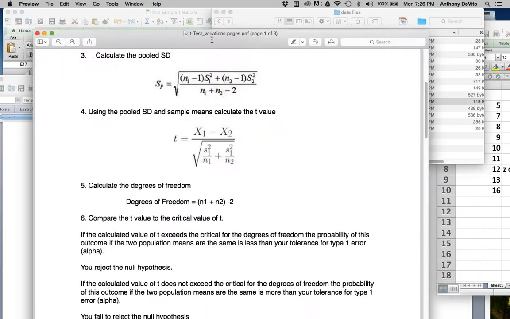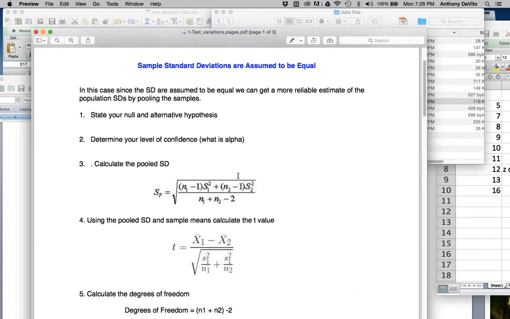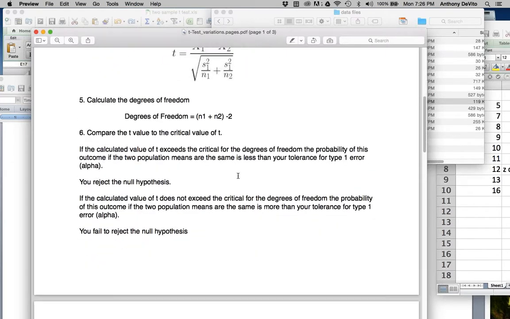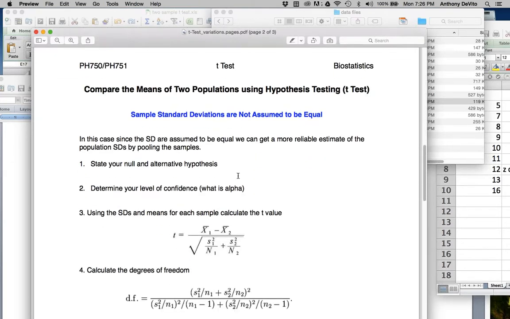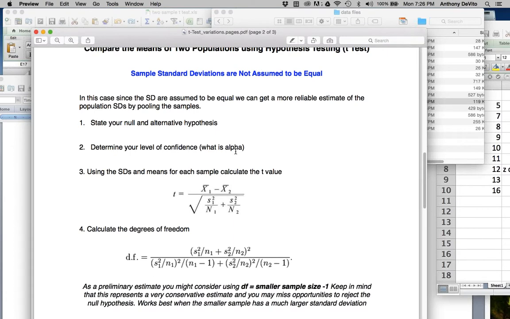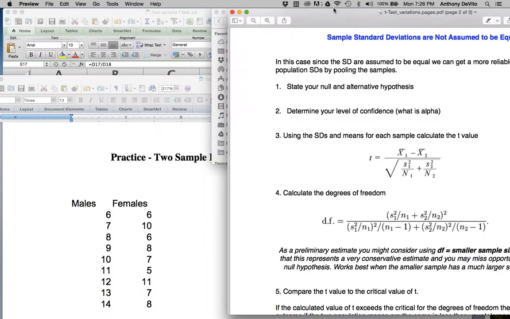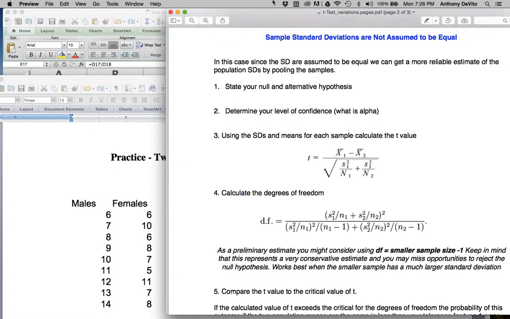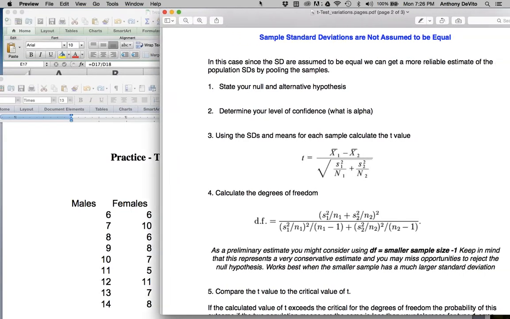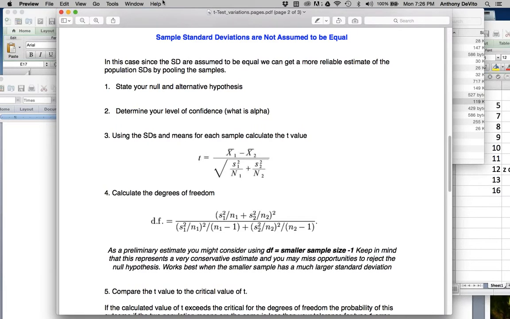Okay, let's take a look at our formulas here. This was for situations where standard deviations are assumed to be equal. Let's take a look at the next situation: samples where standard deviations are not assumed to be equal. Well, what situation might that be? You might actually see that when we sample males and females, that the variability is so great that we don't want to make the assumption that they're equal.